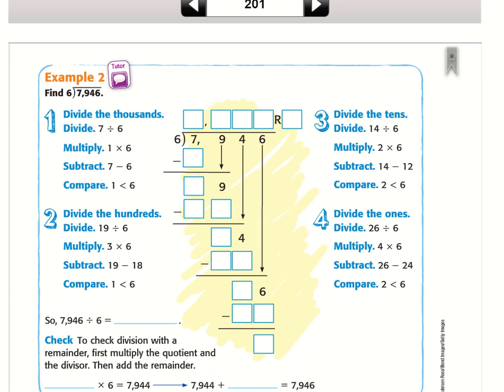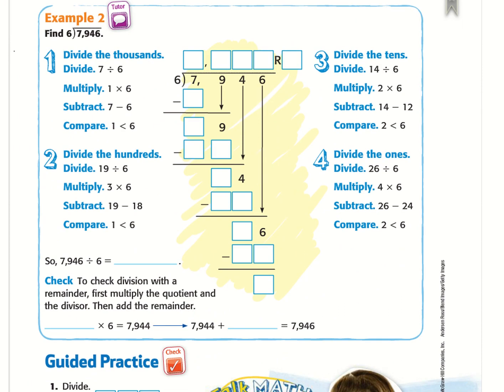So we have one more. This one's going to be in the thousands place. So we have divide, multiply, subtract, bring down, and repeat. So it's the same steps. We're going to start off with the highest place value. In this case, it's the thousands place value.